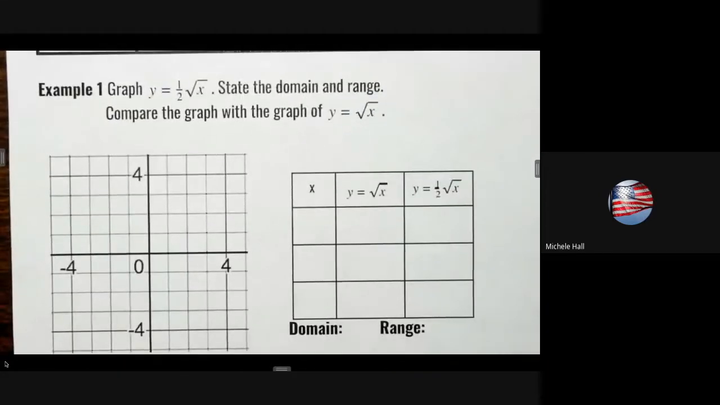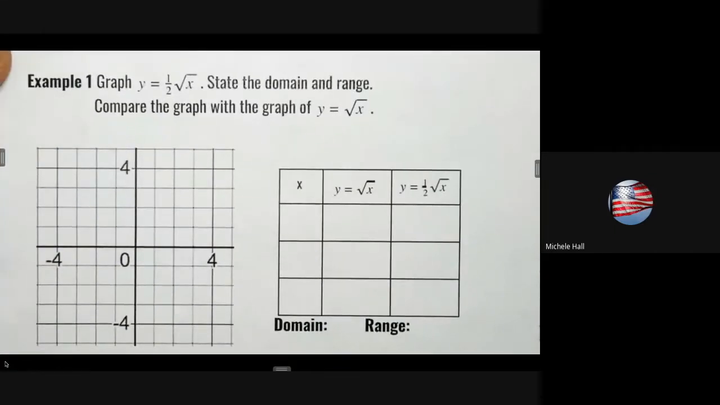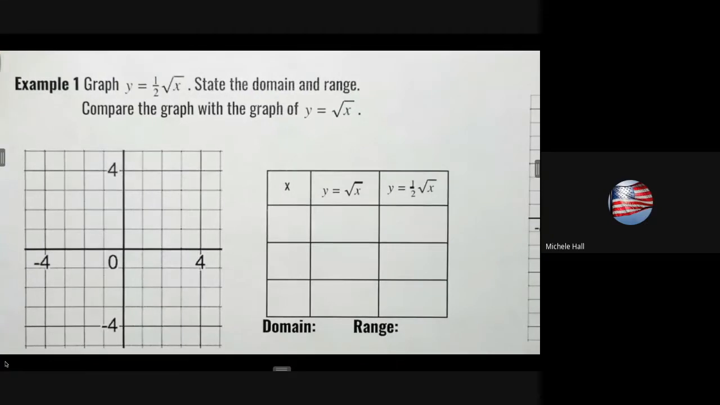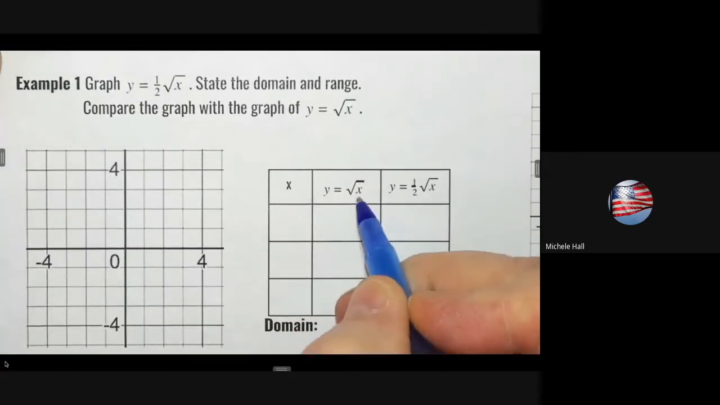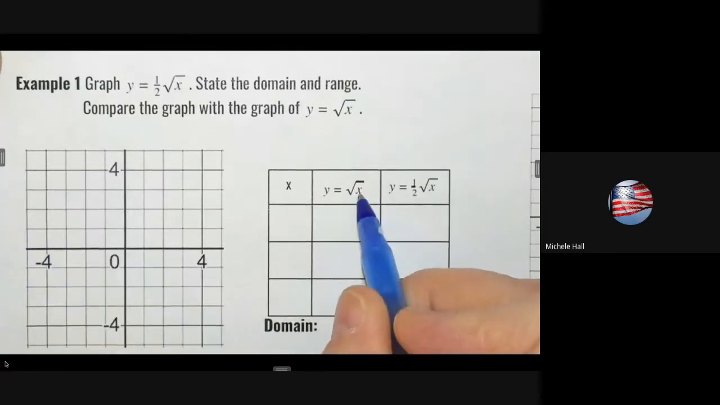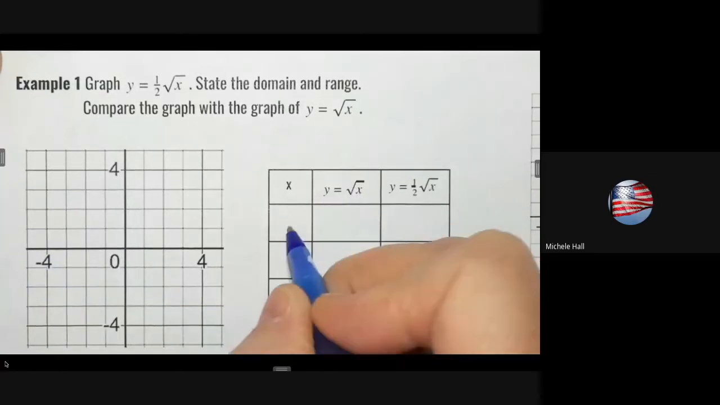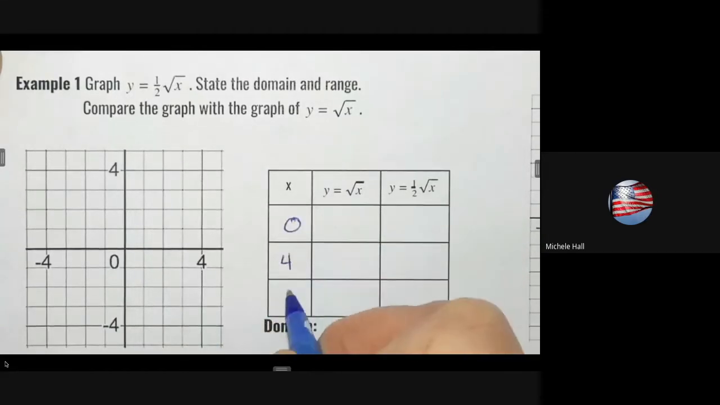Example 1, graph 1/2 the square root of x. State the domain and the range. Compare the graph with y equals the square root of x, the parent function. So we always start with the parent function, and we're going to choose values that work out evenly in that square root. We're not going to choose any negative numbers because negative numbers would be imaginary numbers. So I'm not going to choose any negatives when it's an even root. We're going to start with, let's do 0 and 4 and 9.